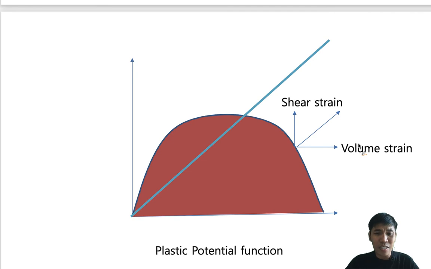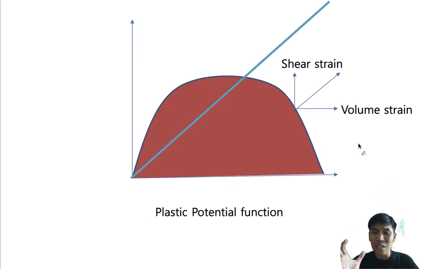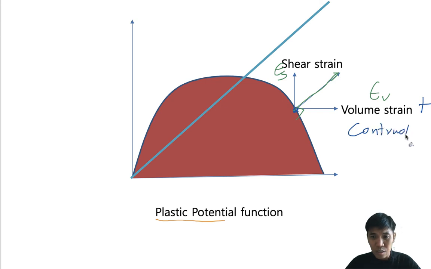And the other one, if you read the manual in GTS NX, is the so-called plastic potential function. What is a plastic potential function? It is an equation or surface, the same as a yield function. In some models it is the same as the yield function, in some models it is not. When the stress touches it, the strain increment vector is perpendicular to this plastic potential, with volumetric strain in this direction and shear strain in the other. If the volumetric strain is positive, that means contraction. In the other direction, it is contraction also.